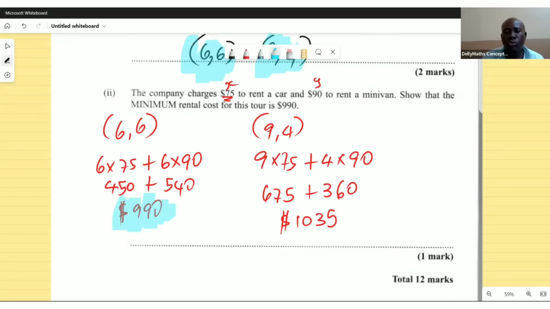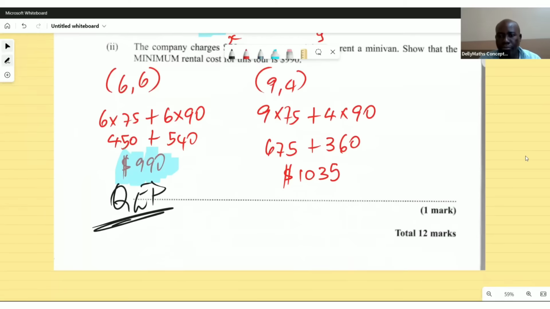That's it. So you just prove. So that is just the proof. All right, hence, we have proven that. So we have just proven that right there. So we just show.